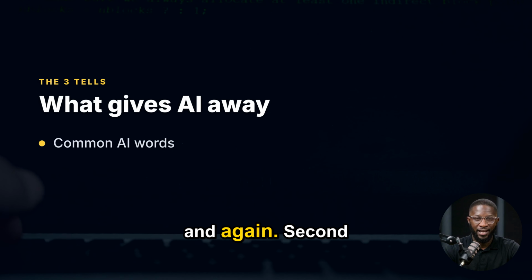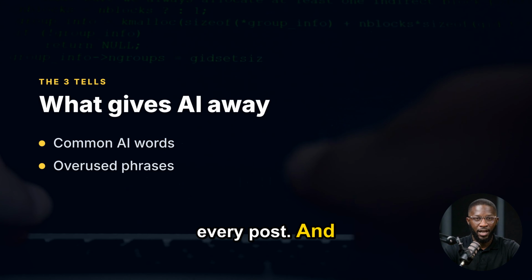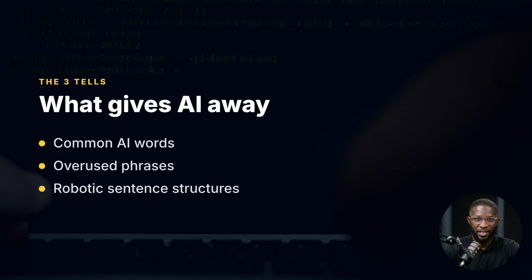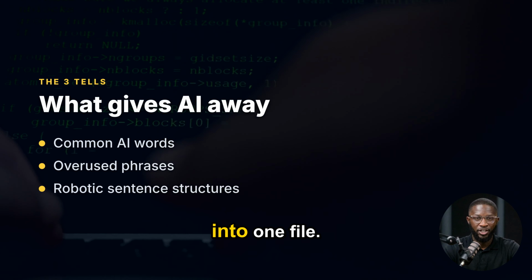And AI writing gives itself away in 3 ways. First, common AI words, the buzzwords it reaches for again and again. Second, overused phrases, the stock lines that show up in every post. And third, robotic sentence structures, that tidy, balanced, predictable rhythm. Our filter is going to catch all 3, and we'll build it into one file.